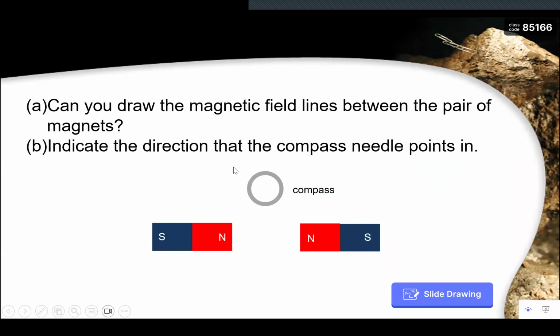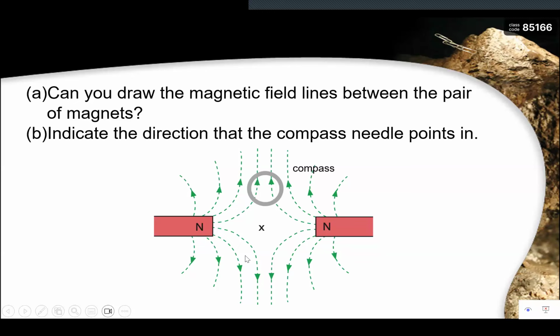You may pause the video to think about the answers. Okay, I'm going to go through the answers now. Can you draw the magnetic field between this pair of magnets? So you see a north pole and a north pole. You are supposed to draw a magnetic field between these two north poles. So it's a repulsion. Okay, so you will see a neutral point in the center, and it's a north pole. So you will see the arrows of the magnetic field lines are all going away from the north pole. So you will see something like this.